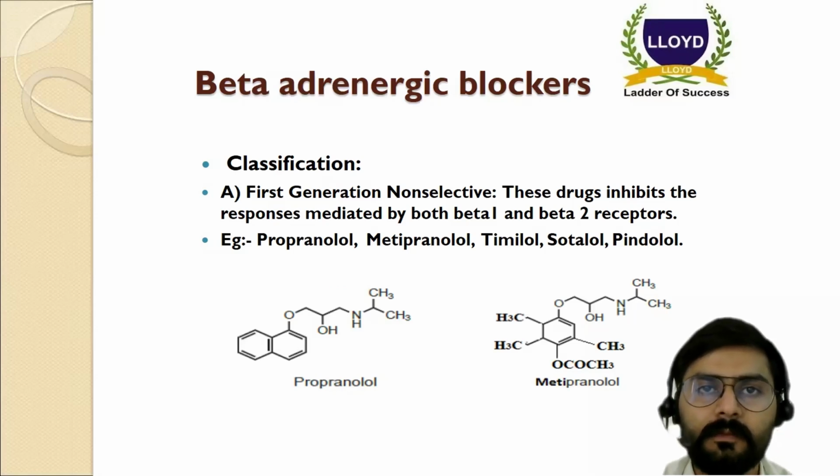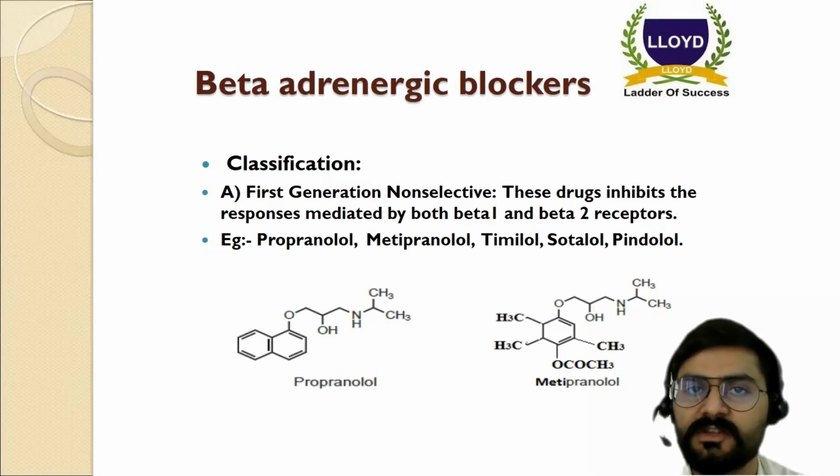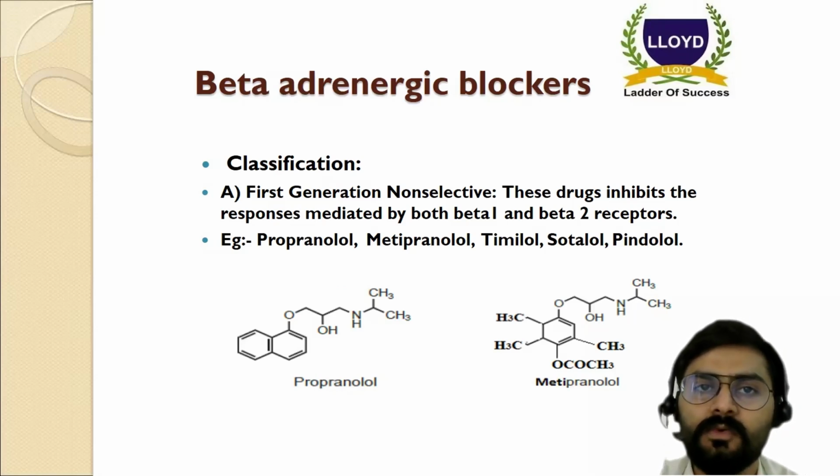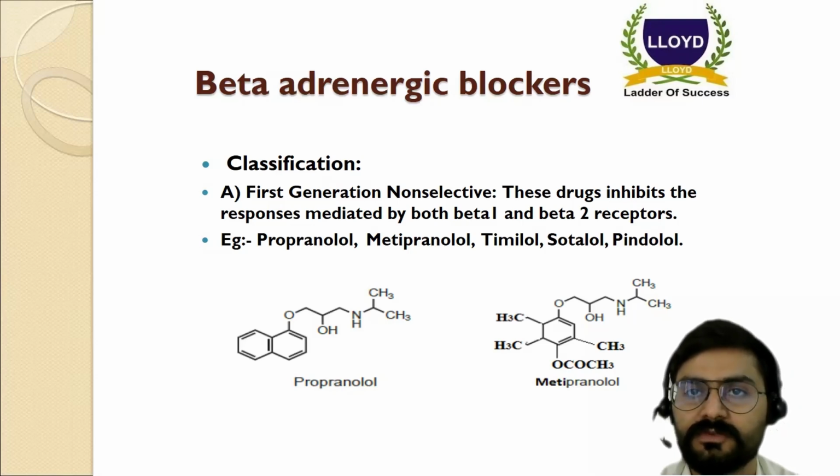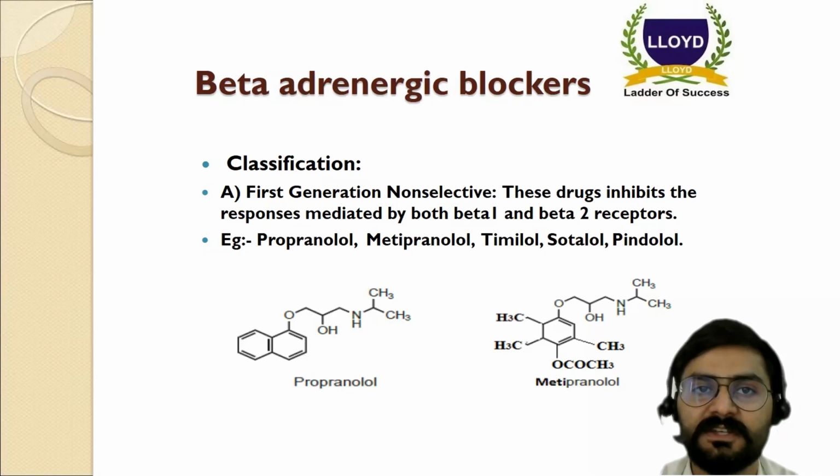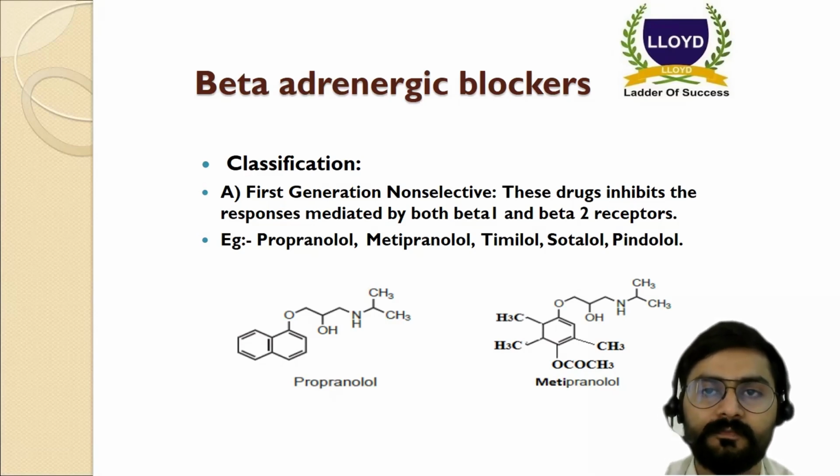Now, if we are talking about the beta adrenergic blockers, which act on the beta adrenergic receptors and block them, the beta adrenergic antagonists are classified into three generations based on the receptor selectivity and additional effects. First generation covers the non-selective beta antagonists, which block both beta 1 and beta 2 receptors. The examples are propranolol, metoprolol, timolol, sotalol, and pindolol.